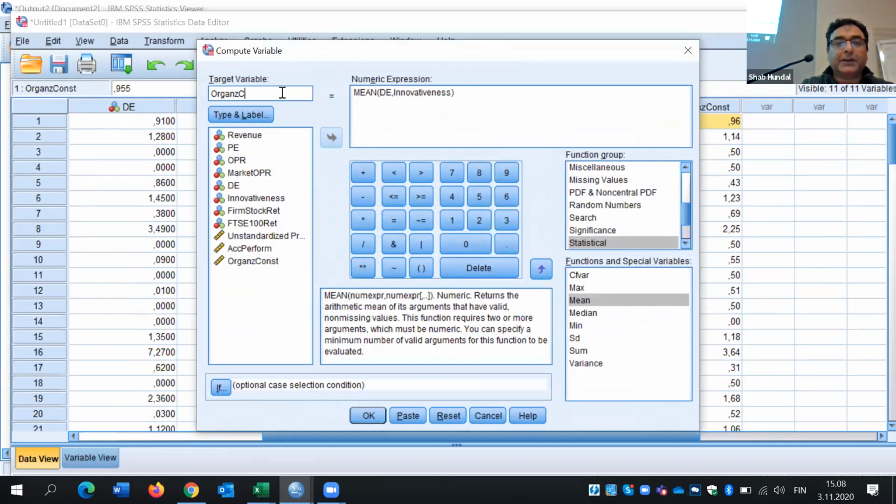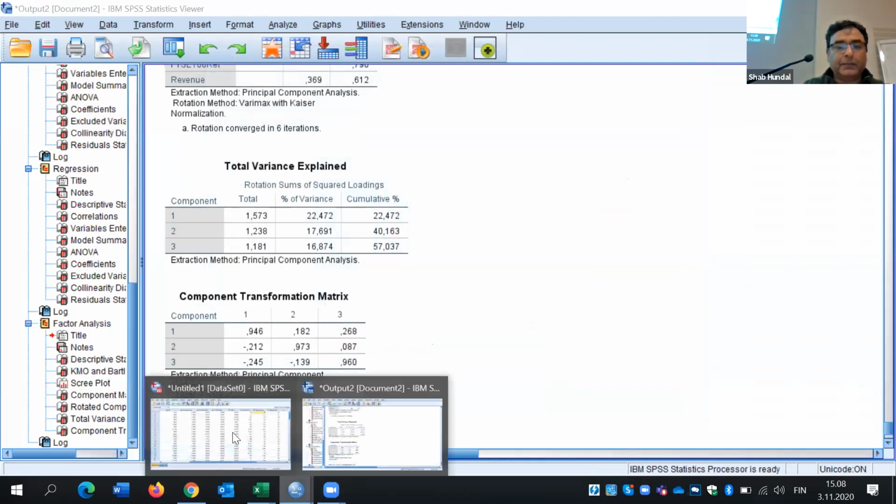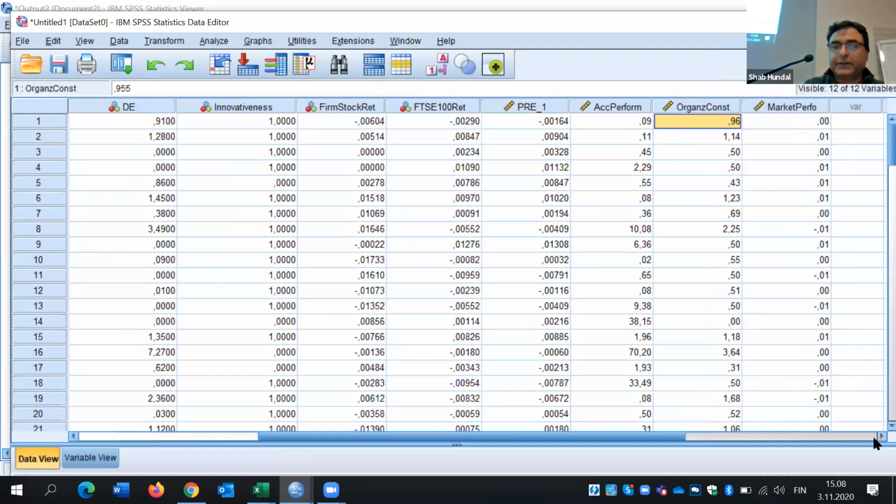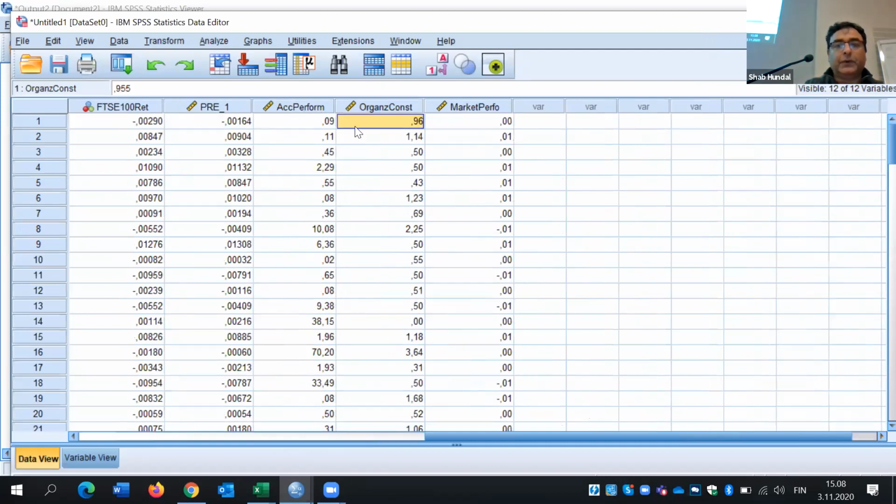And I call it market performance. Here, because it's not an average, it's only a single solitary variable, so I simply take the FTSE 100 return and rename it, and click OK. Okay. Now when I check my variables, it shows me 3 constructs: accounting performance, organizational construct, and market performance.